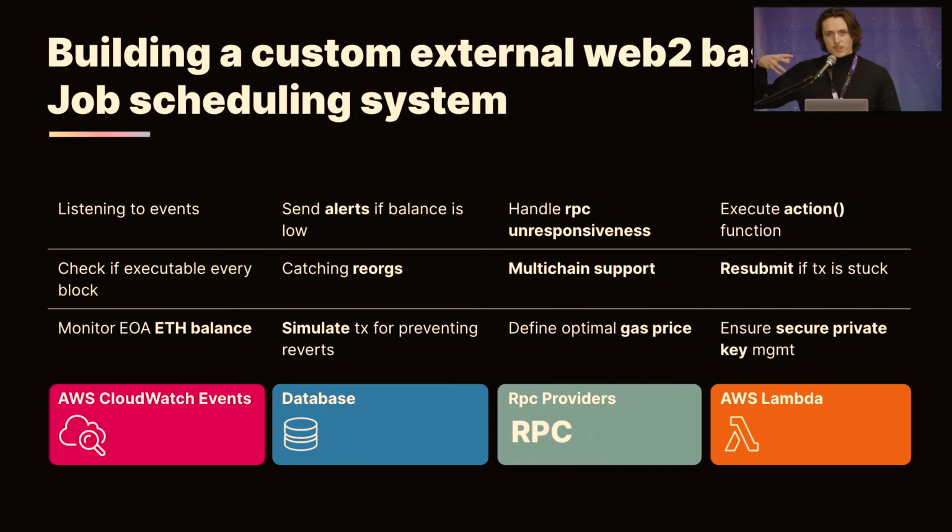So you have to monitor the balance of your externally owned accounts that will then send the transactions. You will have to send yourself alerts when these balances go too low. You have to catch reorgs on Ethereum. You might think your transaction got mined, but maybe there's a reorg three blocks down the road, and your transaction actually didn't get mined. You need to realize that and then send it again. There are all these edge cases, and you have to deal with RPC unresponsiveness. RPCs are like Infura, Alchemy, or you running your full node, if you want to connect and get information from the chain or send transactions to it.